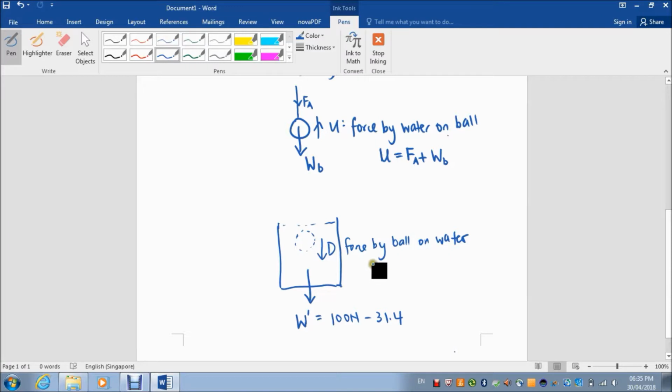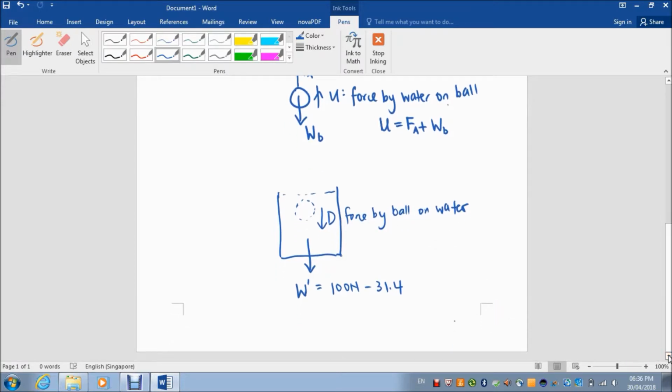And how do we find this upthrust, which is equal to the down thrust? We make use of the concept for upthrust. We know that upthrust equals rho V g. So upthrust is equal to down thrust, equal to rho, which is the density of the water, V the volume of the object, times g. And this we have previously calculated in A part 1. This is 31.4.